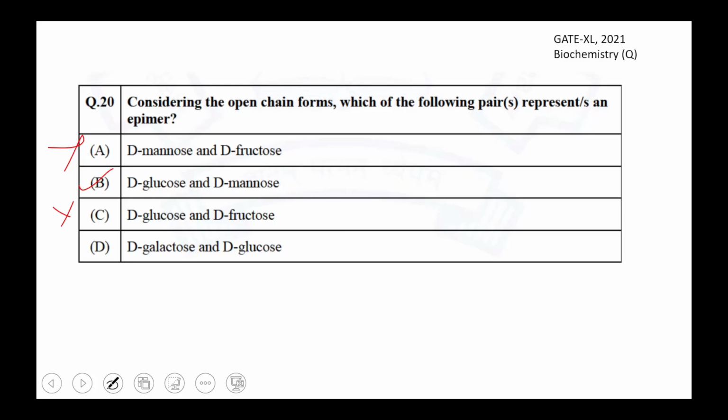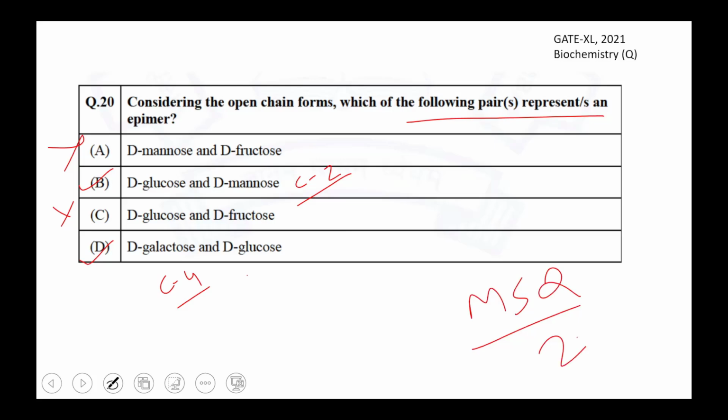And the fourth one, D-galactose and D-glucose. So this one is also correct. This is the C4 epimer and the other is the C2 epimer of glucose. Both are epimers of glucose. This is a multiple select question, MSQ. This is a 2 marks question, so that is why there are two answers. While answering, keep this point in mind.